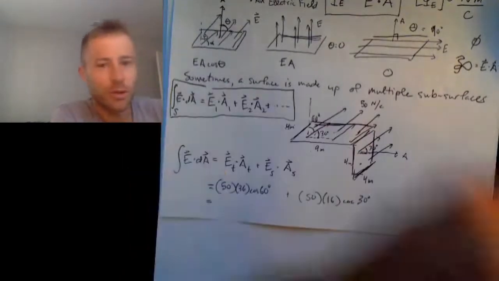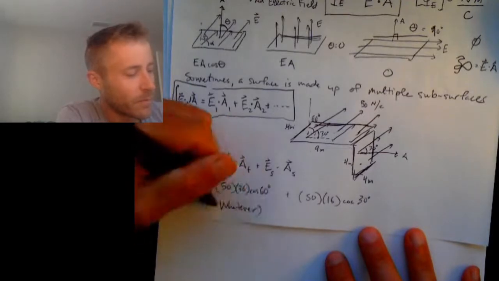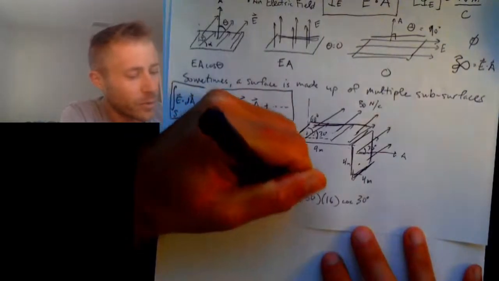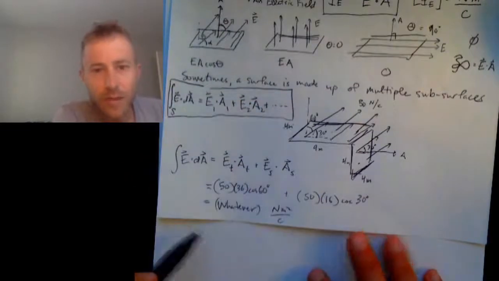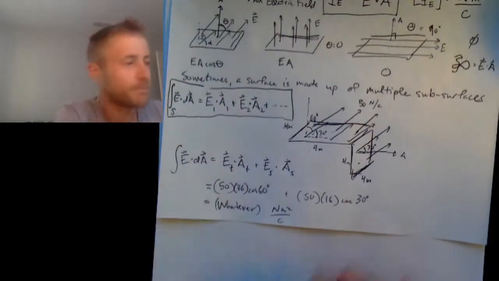So then we just work this out. So it just equals whatever Newton meters squared per coulomb. Unfortunately, Canvas will not allow you to submit whatever as an answer.